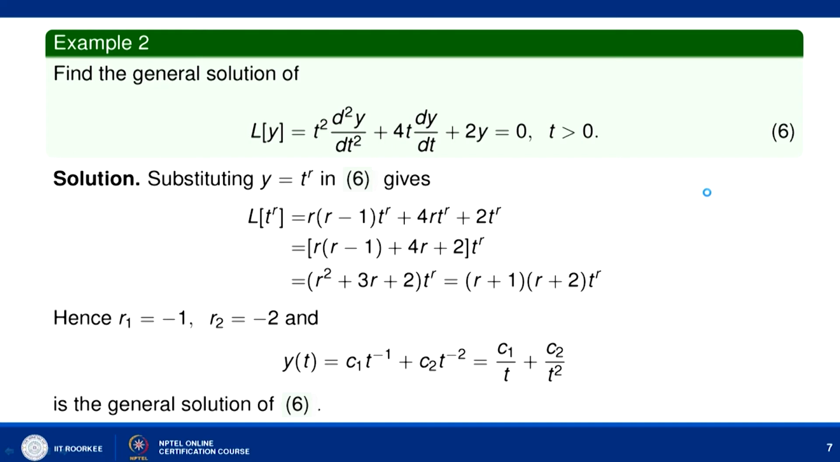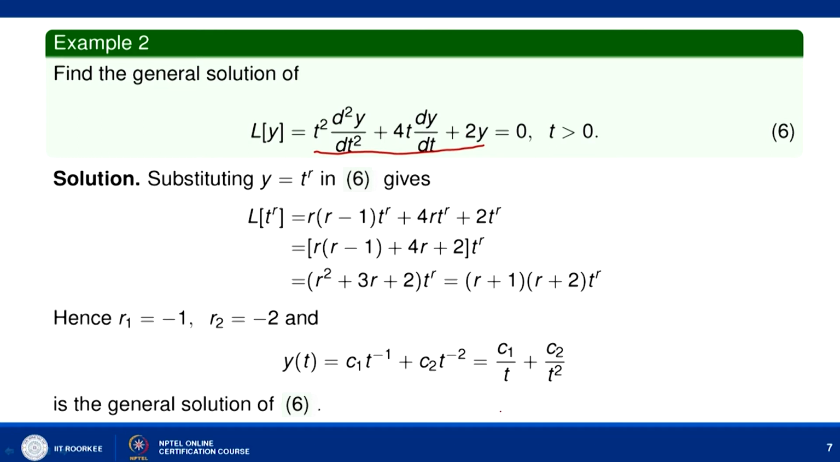So, find the general solution of this equation t squared d2y by dt squared plus 4t dy by dt plus 2y equal to 0. We denote this as Ly equal to 0. As we have discussed, let us put y equal to t to the power r, because it is a Cauchy Euler equation. Here alpha is equal to 4 and beta is equal to 2.